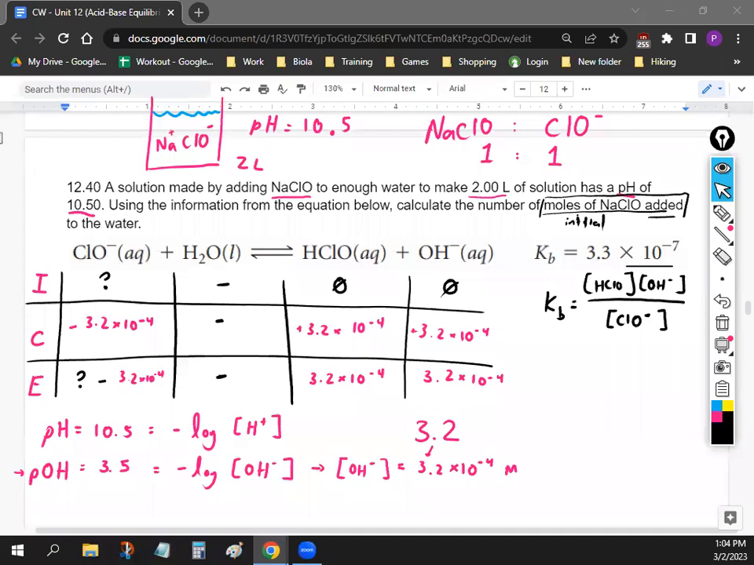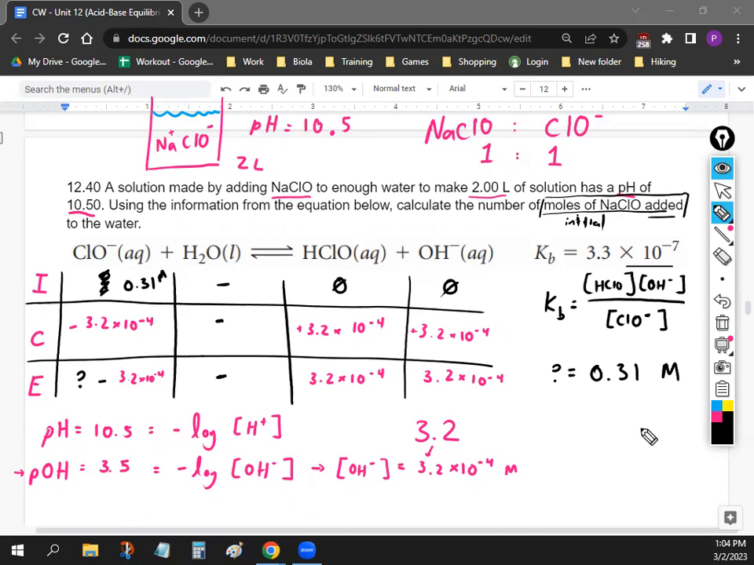Okay, so I'm not going to go through all the calculations because it should be pretty easy for you guys at this point. You can use the 5% rule here. And so your value for the question mark should be about 0.31. Got that? Okay, so what this means is that we initially start with 0.31 molarity ClO minus.